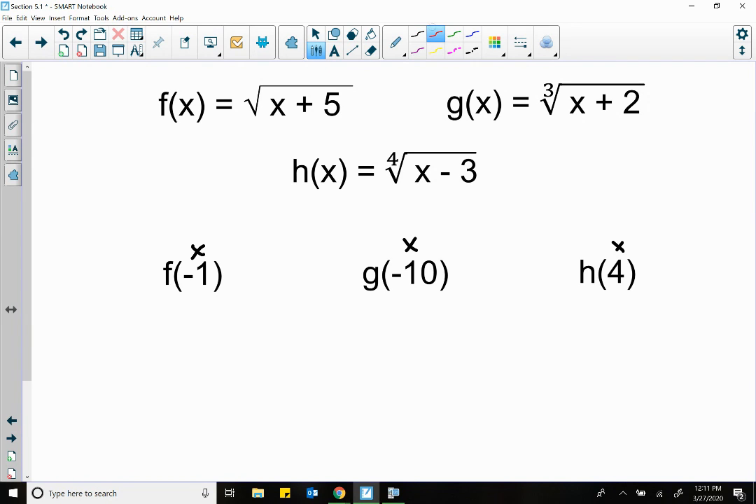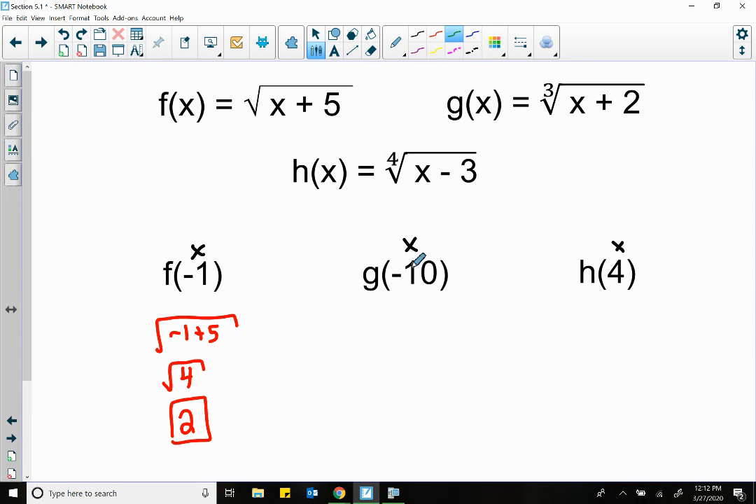Okay. So when we deal with this first one, it says plug into F, and we're going to put a -1 in for x. So -1 plus 5. Well, what is -1 plus 5? That is 4. And the square root of 4 is 2. There's your first answer. Now we move on to the next one. It really is that easy.